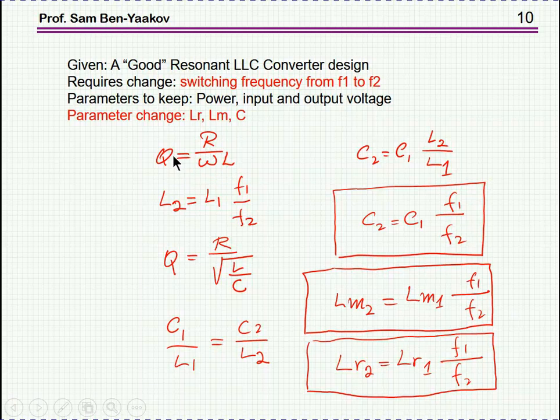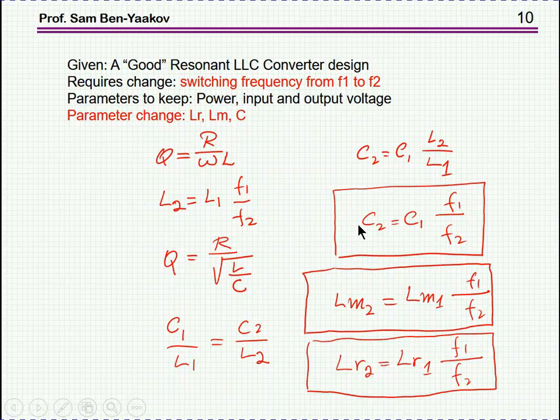Since we have to keep the Q the same and R the same, when we express these for the two cases before and after the change, we come up with a relationship which says that the new value of inductance is the old one times F1 over F2. F1 is the original frequency, F2 is the one that you need. Since Q can also be defined as R over the characteristic impedance, which is the square root of L over C, if I divide the two cases before and after the change, this is the ratio I'm getting between the capacitor and the inductor, and to sum up, what we are getting is the following.